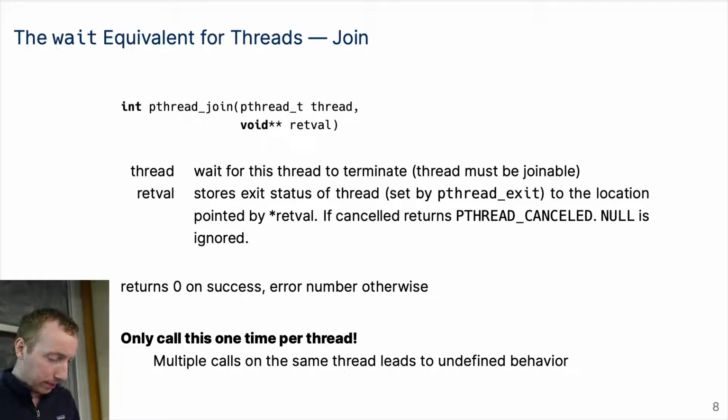So for every thread, there's a rule. You can only ever call join once on a thread, and after that thread is joined, it's like it was waited on in a process. The OS or the threading library can just straight up delete it at that point. So multiple calls on the same thread is undefined behavior. So your computer might get reformatted according to the C spec.